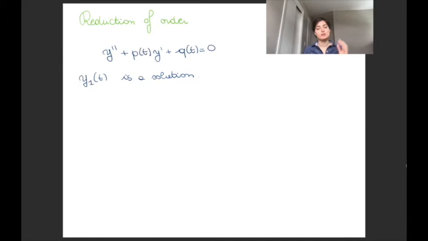We have y second. In this case, we don't even restrain ourselves to constant coefficients, so the coefficient of y prime is p of t, plus q(t) y equal to 0. And we know we're given a first solution, y1. We wonder, can we construct y2 based on the knowledge of y1? Can we do it in a general way?